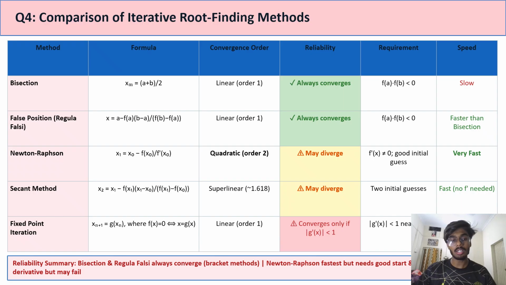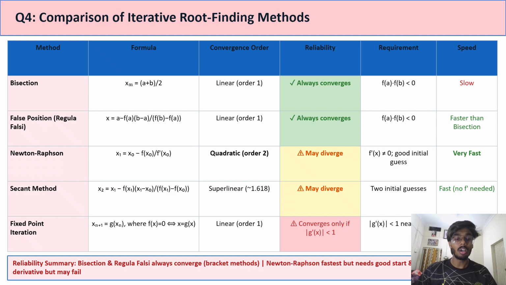And we have the secant method. The secant method is more like the regula falsi method, but we have to take two initial guesses. It is fast, but not as fast as Newton-Raphson. It may or may not converge to the root of the polynomial. For this, we use x2 equals x1 minus f of x1 times x1 minus x0, divided by f of x1 minus f of x0.